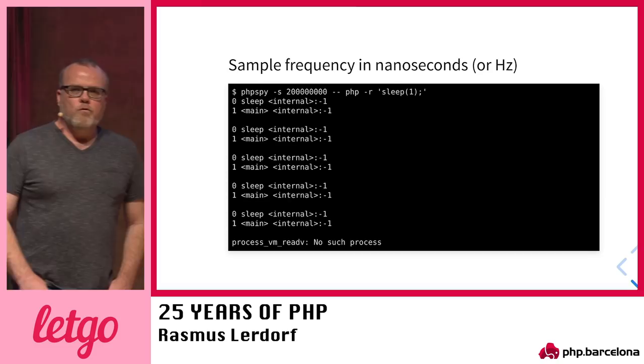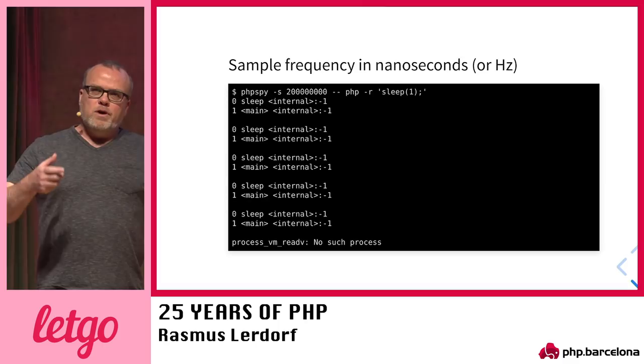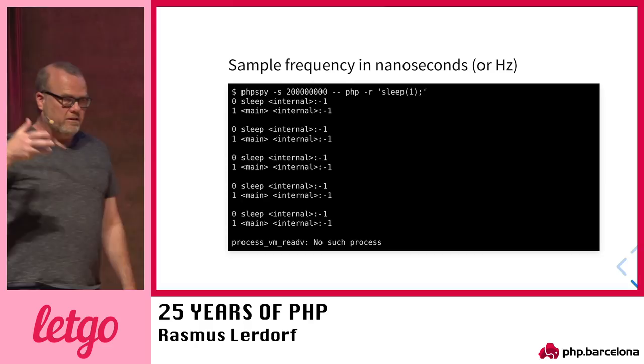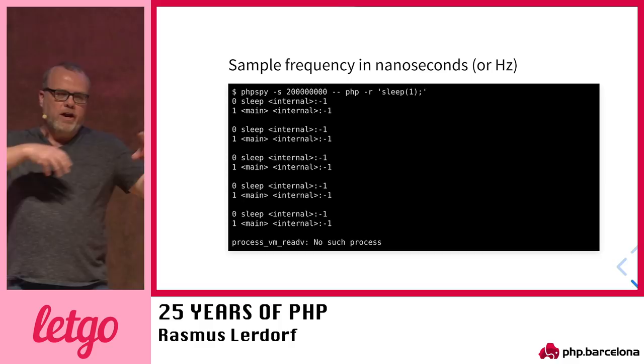If you want to do complete profiling of your stuff, use Xdebug. Use Derek's Xdebug. If you want a snapshot of why a current production process is slow, or trying to figure out what it's doing in production, use PHP Spy. You don't want to run Xdebug on your production code. You want to run Xdebug as a development tool to help you write better code and to profile things.